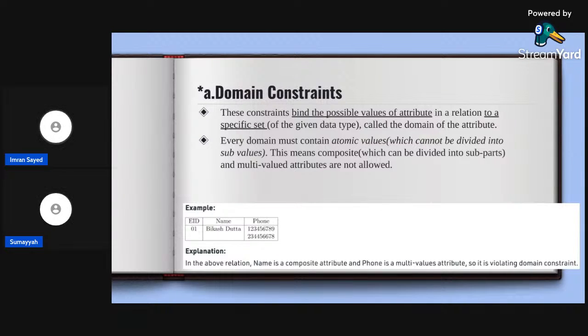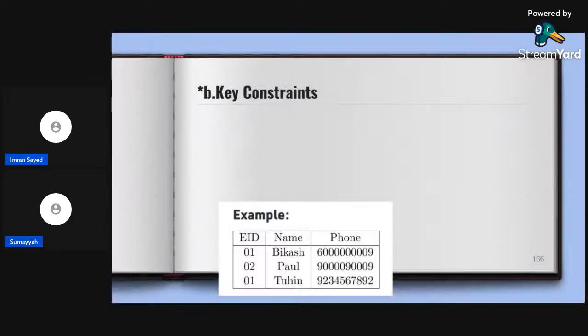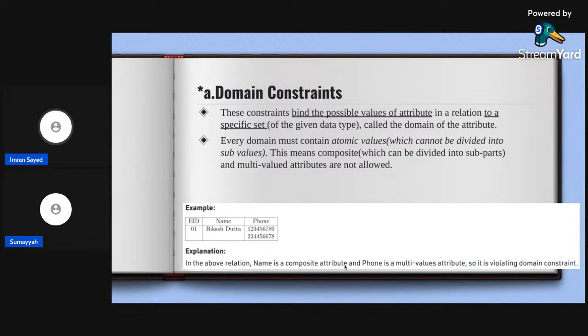Okay, this constraint binds the possible values of the attribute in a relation to a specific set called the domain of the attribute. Every domain must contain atomic values which cannot be divided into subvalues. So the key thing to remember is that you cannot divide a value into subvalues in a domain. That's the domain constraint. So multi-valued attributes are not allowed, for example, the phone number there. Okay, so this was on domain.